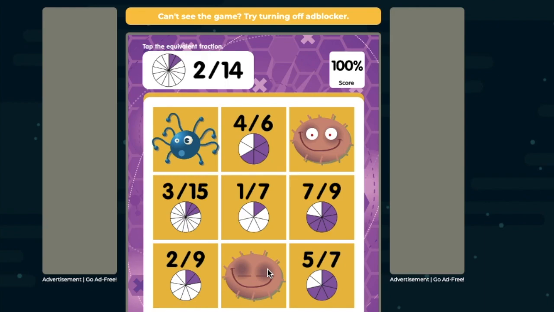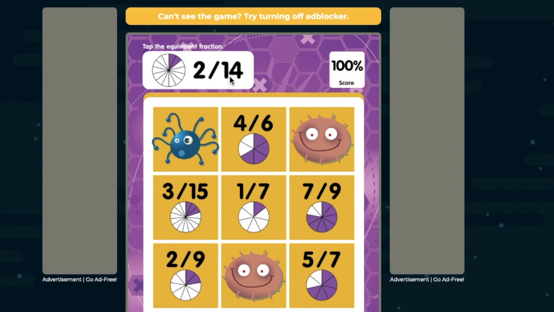Okay, next one, let's see, this is barely any. Too much, too much, too much, too much, too much. Looks like 1/7, all right? 1/7 here. This piece is twice as big as these two little ones, so we only need one. Let's see, 1 times 2 is 2, 7 times 2 is 14. Looks like that's going to be the one.